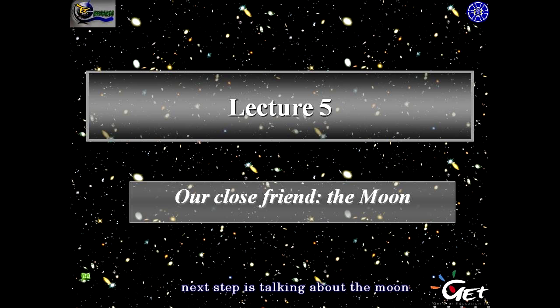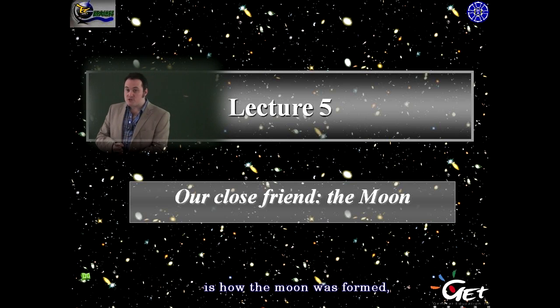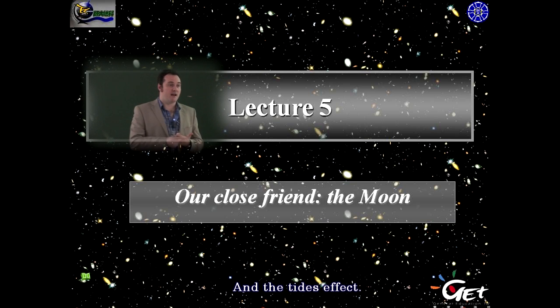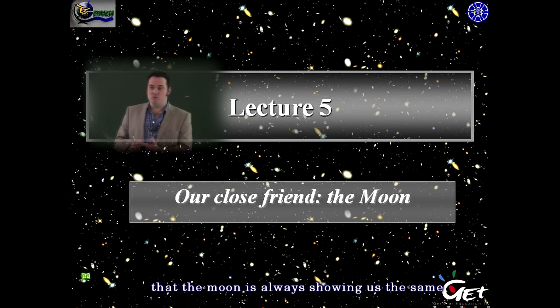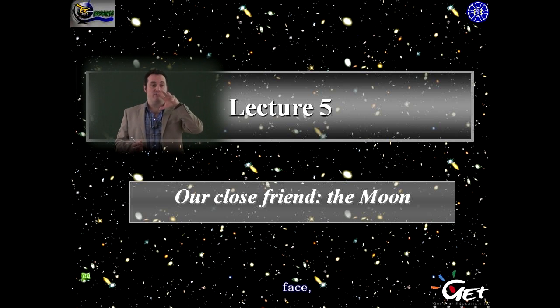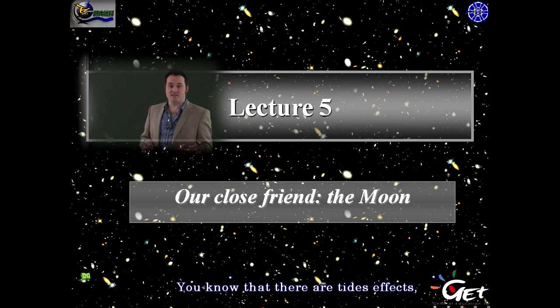So, next step is talking about the moon. Two things I would like to talk about are how the moon was formed, which we see at the end, and the tides effect. I told you already that the moon is always showing us the same face, so there is a very good explanation for that. And you know that there are tides effect.